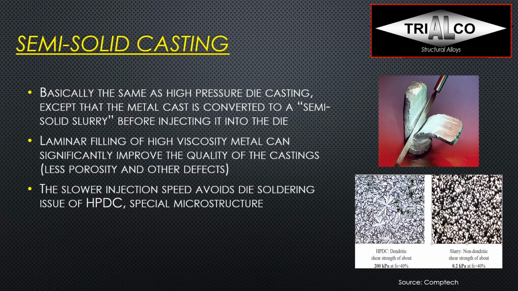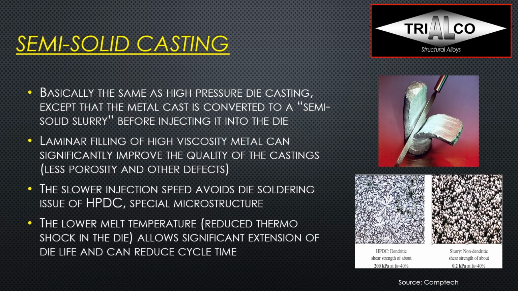Like in squeeze casting, you can use conventional A356 but also a wide variety of special alloys, and you will get a very special microstructure. On the left, you can see a typical high-pressure die casting microstructure, which is dendritic, while the structure on the right, the semi-solid cast structure, is globular. The lower melt temperature increases die life, as you have reduced thermoshock, and helps reduce cycle time.